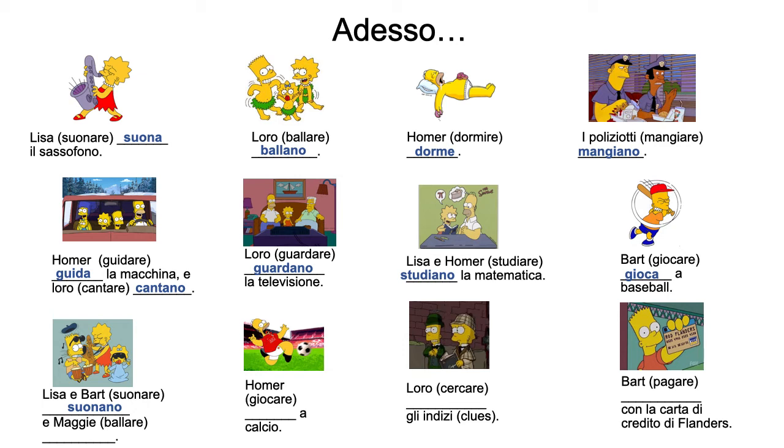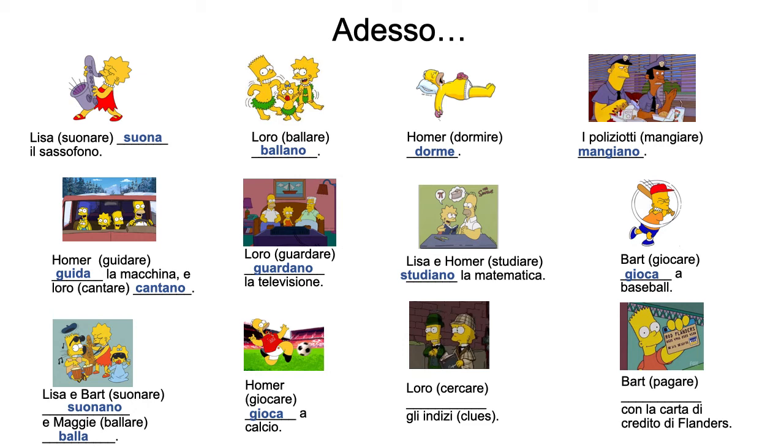E Maggie, that's our second part. So here it's only one person being the subject. It's lei, right? So I need the lei form of ballare, which is balla. For the next one, Homer giocare a calcio, I need the lui form of giocare, which we already used before for the one with Bart playing baseball, right? I need Homer gioca a calcio. Homer plays soccer.